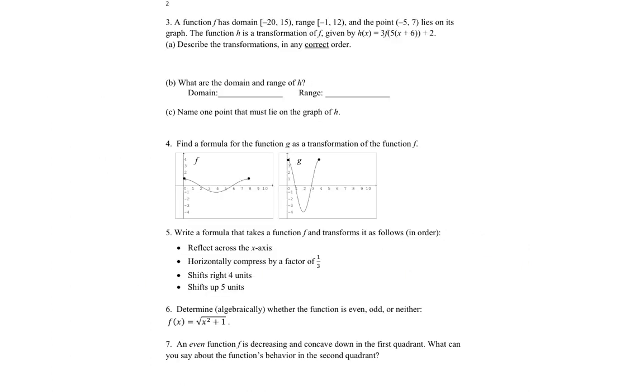All right, on to problem 3. It says a function f has a domain -20 to 15, range -1 to 12, and a point -5, 7 lies on its graph. The function h is a transformation of f given by h of x is 3 f of 5 of x plus 6 plus 2. Describe the transformations in any correct order. So this is what we are trying to describe. So as I've stated previously, anything that happens inside the parentheses happens to the x values or happens horizontally.